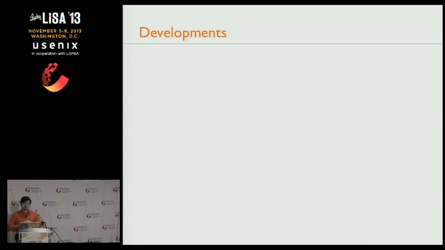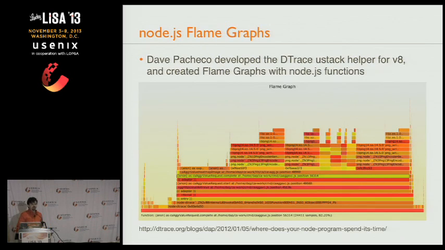The last thing is a very quick tour of other developments in the world of flame graphs. Node.js flame graphs: Dave Pacheco developed the DTrace USDT provider for them, and that's great because you can see the functions in node.js and understand CPU time. Many people have told me, how did we do this before flame graphs? How did we understand our node.js performance? Flame graphs make it so much easier, and they've solved countless bugs.